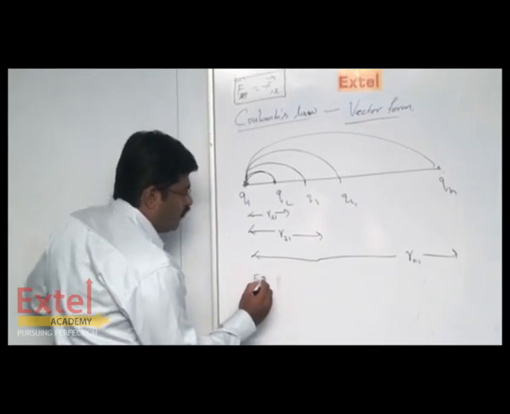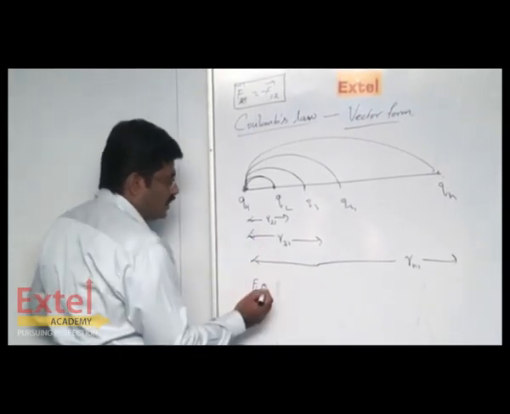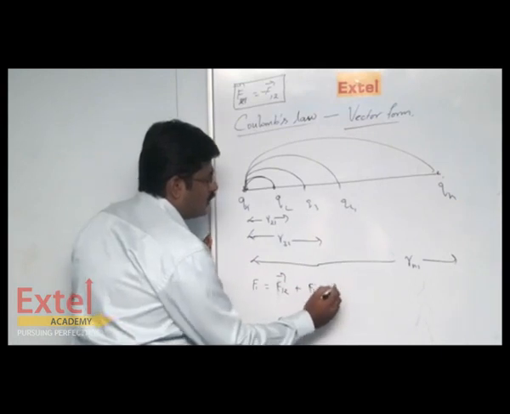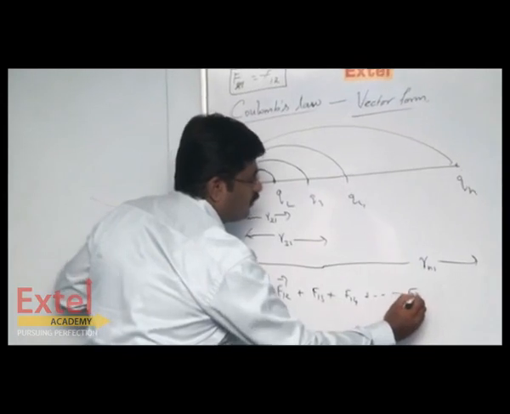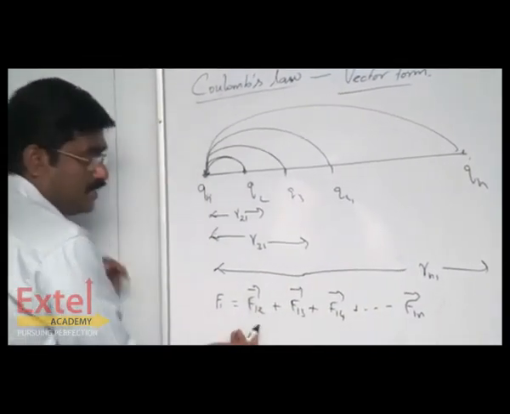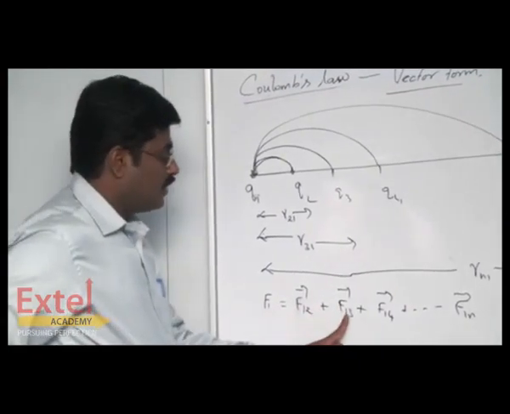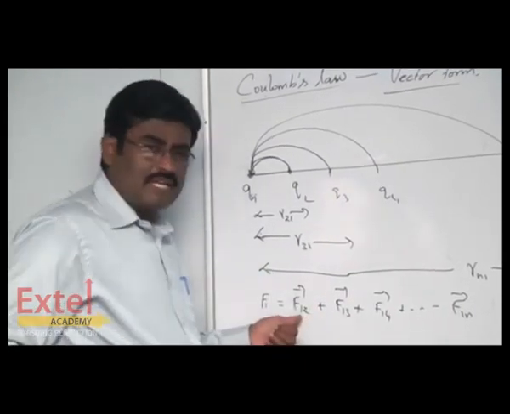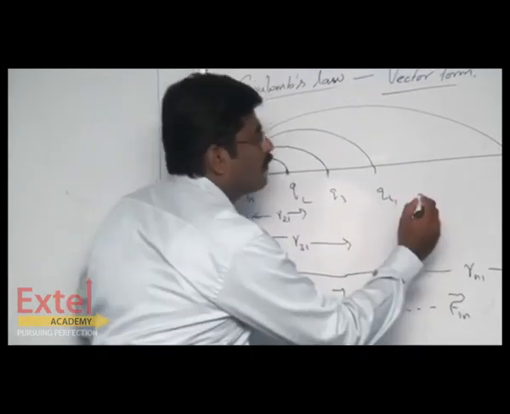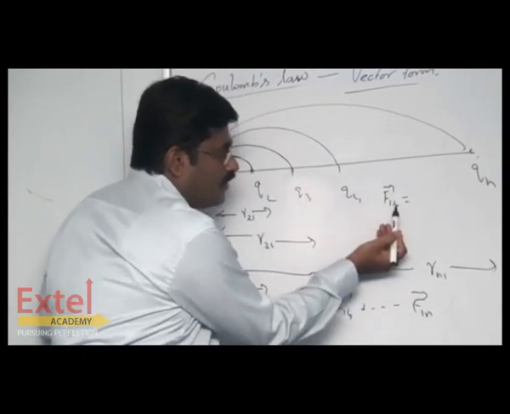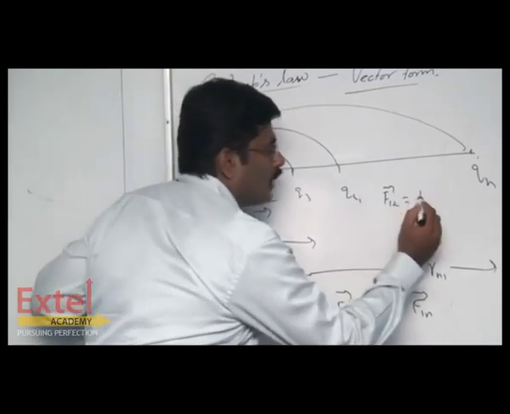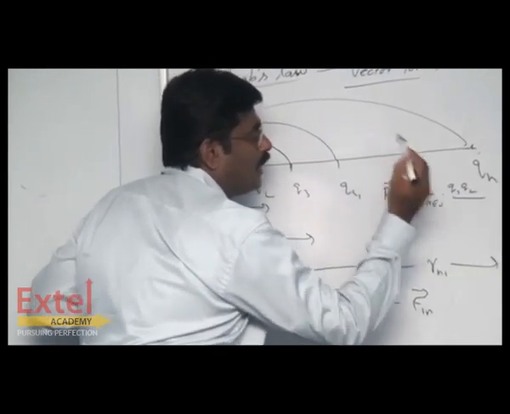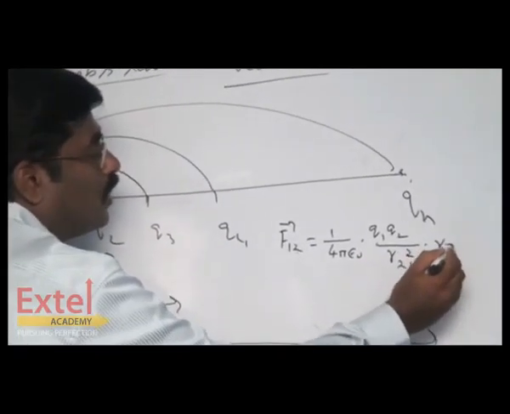So I am going to write the expression F1. F1, the force experienced by the first charge, is equal to F12 plus F13 plus F14 plus up to F1n. These are the forces between the first and second charges, the first and third charges, the first and fourth charges, and the first and nth charges. So how do we write the force between the first and nth charges? As I explained in the earlier chapter, F12 is the force given by the second charge on the first charge, and can be written with the help of Coulomb's law as 1 by 4 pi epsilon naught Q1 Q2 by R21 square into R21 cap.